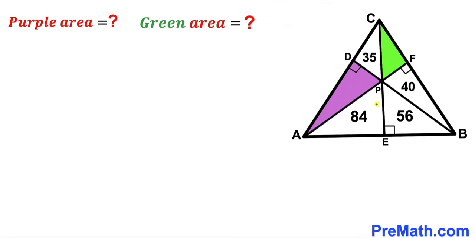Welcome to PreMath. In this video, we have got this big triangle ABC that consists of a bunch of triangles, including this purple and green triangle as well. As you can see in this given diagram, the area of this triangle is 35 square units. The area of this triangle is 40 square units. The area of this triangle is 56, and finally the area of this triangle is 84 square units.